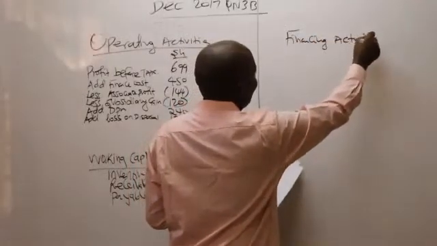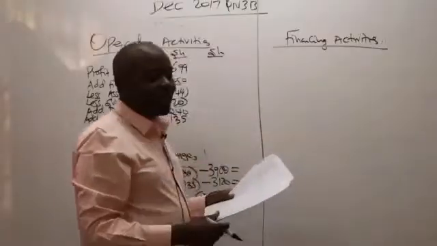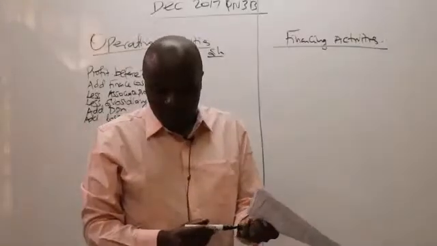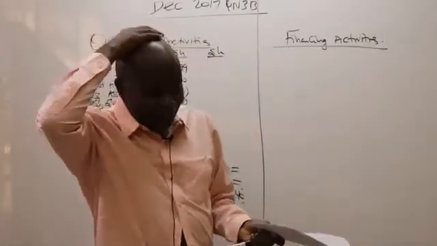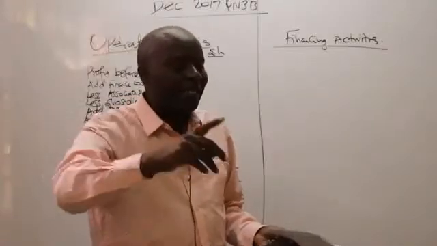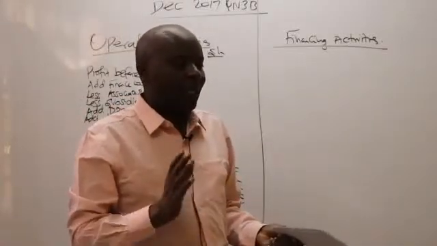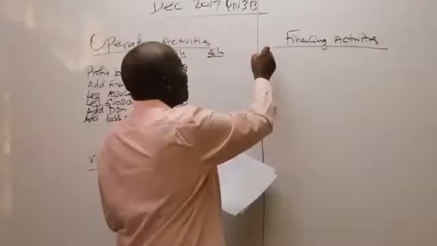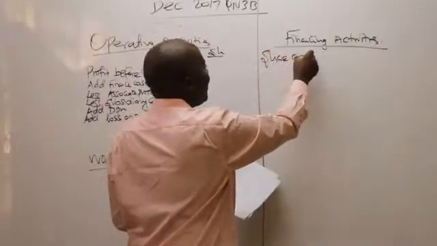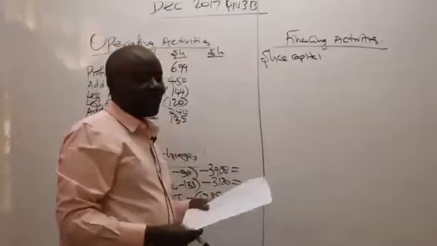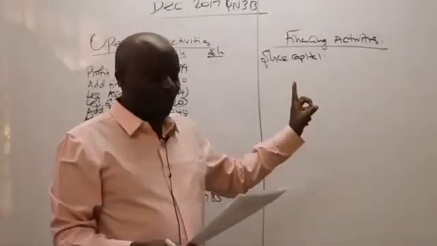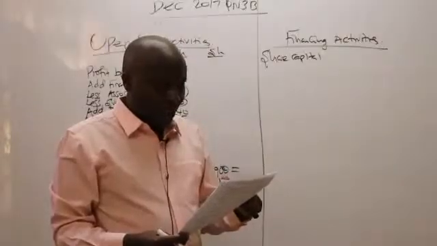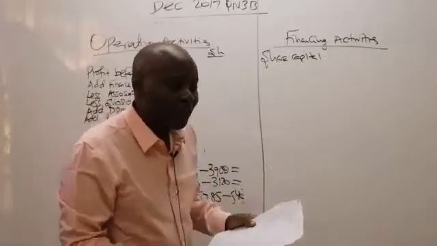Financing activities, which section of the balance sheet do you look at? You leave it to the examiner to do the rest. You mostly look at equity, equities. So straight away I write share capital. Before you know whether it is cash received or cash paid, you leave it like that as share capital. I go to my balance sheet. I'm able to see under equity, ordinary share and the premium. You combine them.